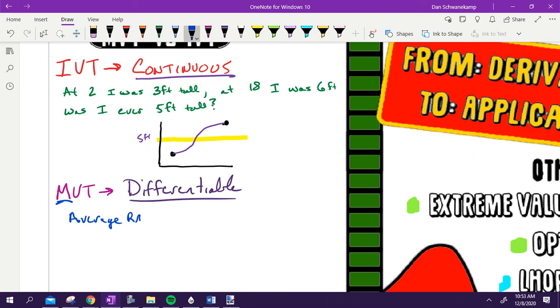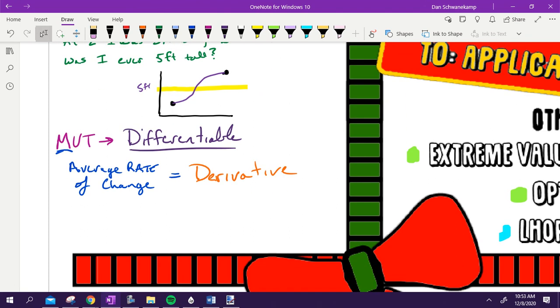rate of change. What has to be true about that average rate of change? It must equal the instantaneous rate of change, or in better language, must even equal the derivative. I like instantaneous rate of change, but you don't always remember what that means. It has to equal the derivative. The average rate of change has to be equal to the derivative.